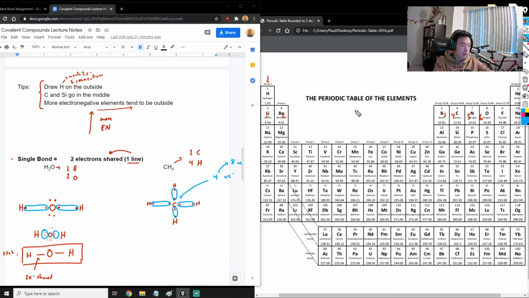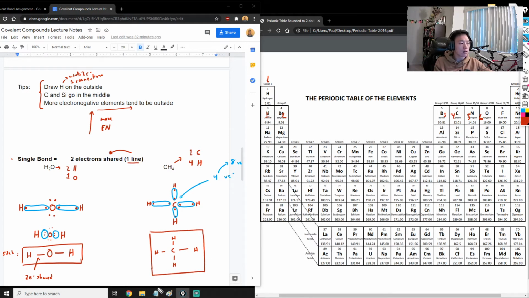Okay, so if I drew the stick structure for this, I'm basically just going to copy where the elements are. And since there's only 2 electrons being shared, right? 2 electrons shared is 1 line. So I'm going to draw 1 line, and this would be my stick structure. Okay, and what we call these lines is a single bond.